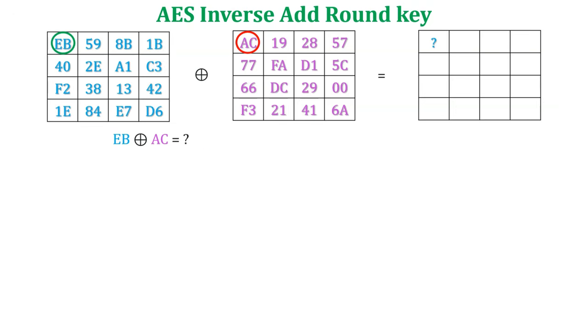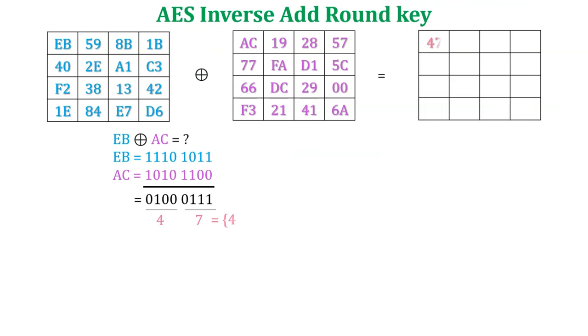The binary value of EB is 11101011 and the binary value of AC is 10101100. Now perform the XOR operation with these binary values and the resultant value is 01000111. Now convert this resultant binary value into hexadecimal format. It is 47. So our first element is 47. Now find the next element of the new state array.